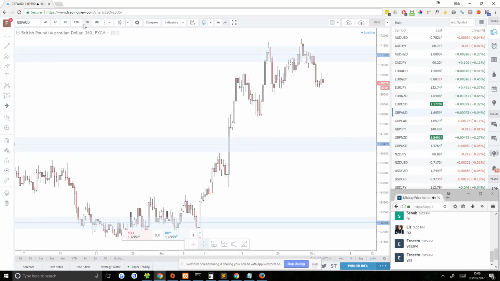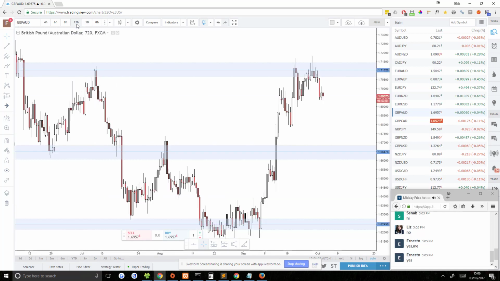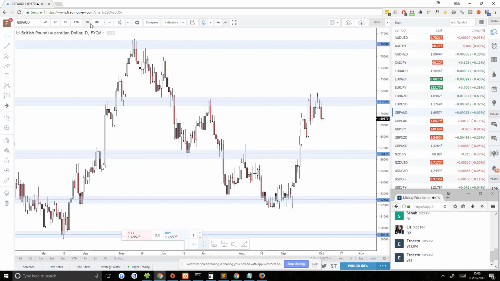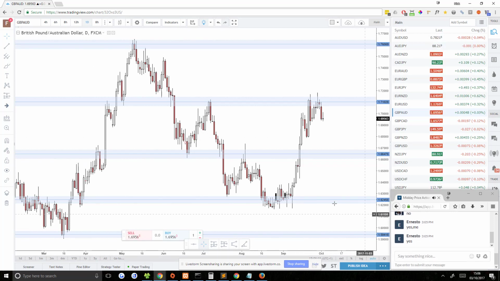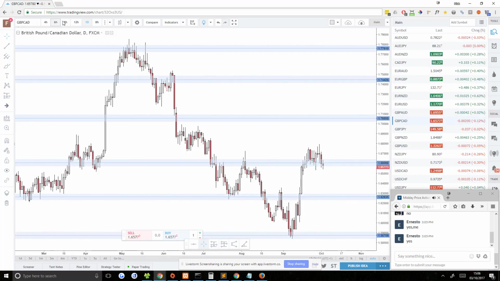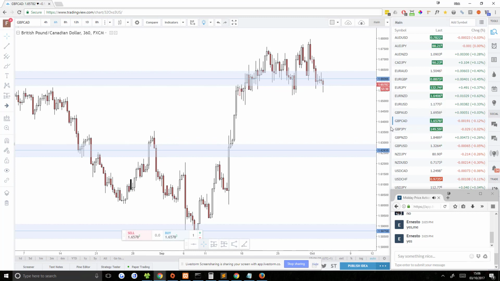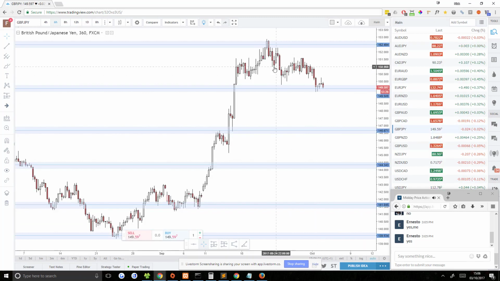GBP AUD. GBP AUD is reversing from this resistance area. Is anyone short here? Doesn't look like that great a setup anyway, so I'm not surprised none of you are short. GBP CAD. Nothing much there.